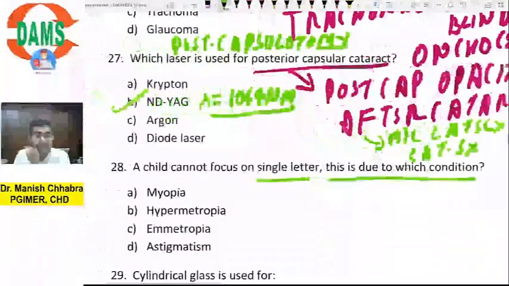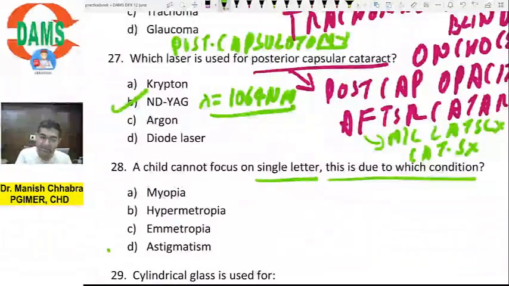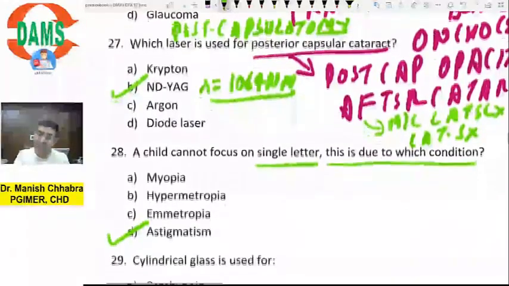So on a single letter, that means probably in one meridian the child is not able to focus. Now if there is different refractive power in different meridia, you call it astigmatism. So not able to focus on a single letter, probably we are talking of not able to read in one meridian. So that is astigmatism. So the answer is astigmatism.